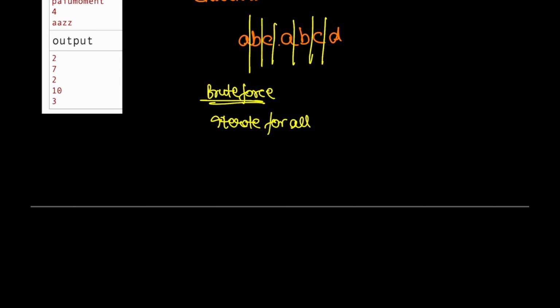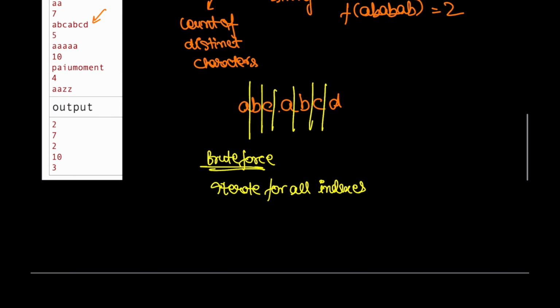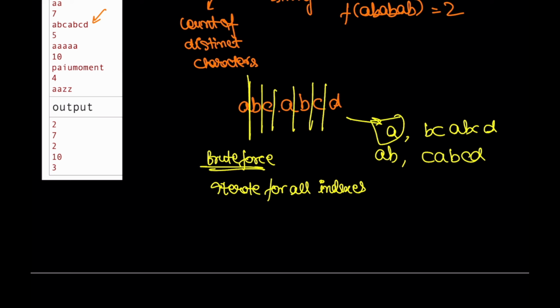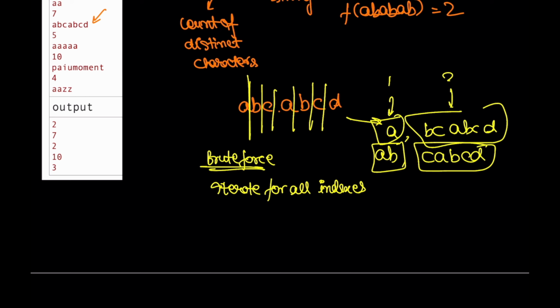Like the brute force, iterate for all indexes. I will divide the string here. Like I have one string as a and the other string as bcabcd. Then I'll have the string as ab and cabcd. And for each of these strings, I will calculate the f function value. Like for this, the function value would be 1. For this, the function value would be 3. For this, it will be 2. For this, it's going to be 4. And here also it's going to be 4, right?